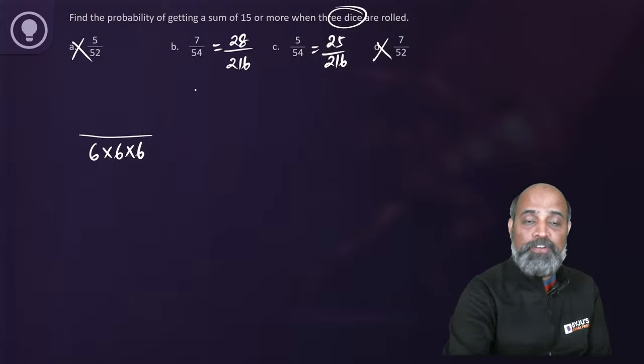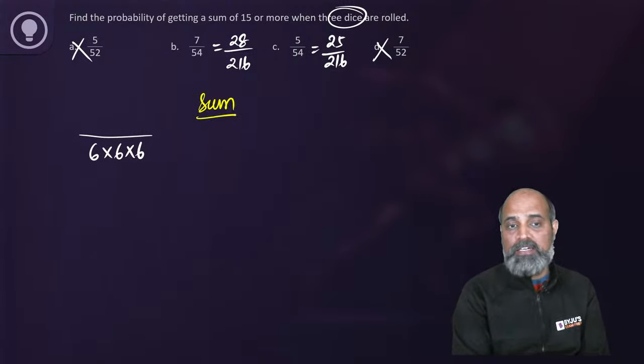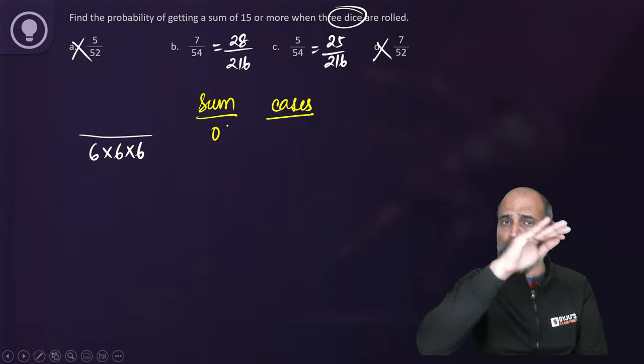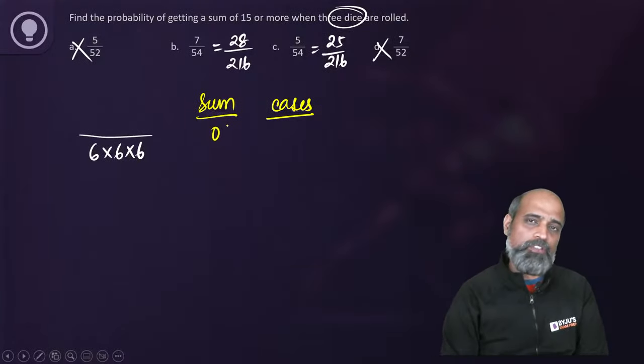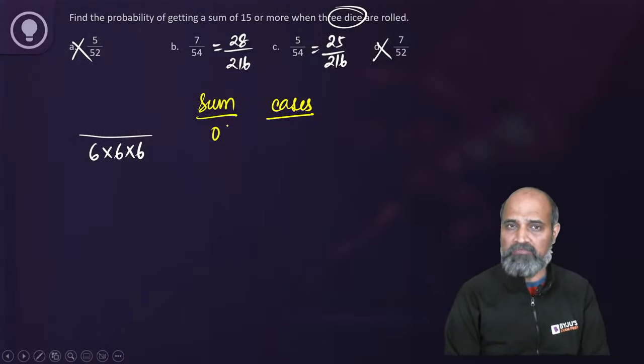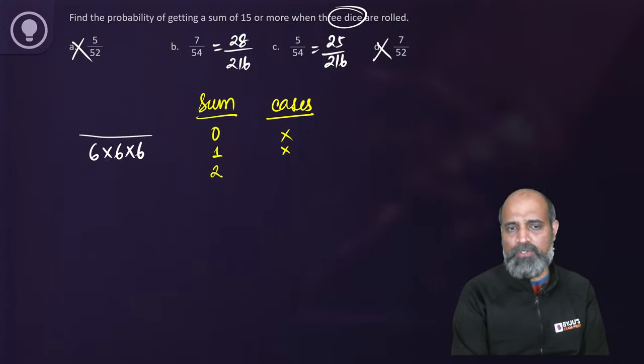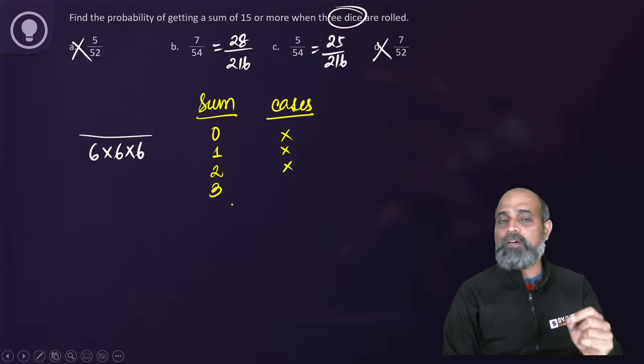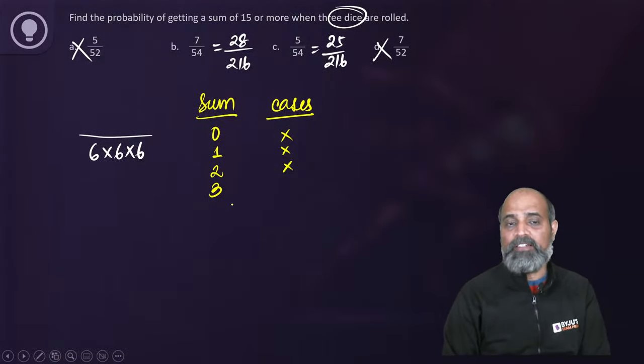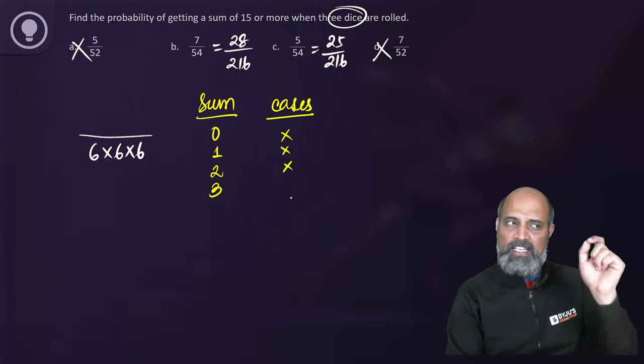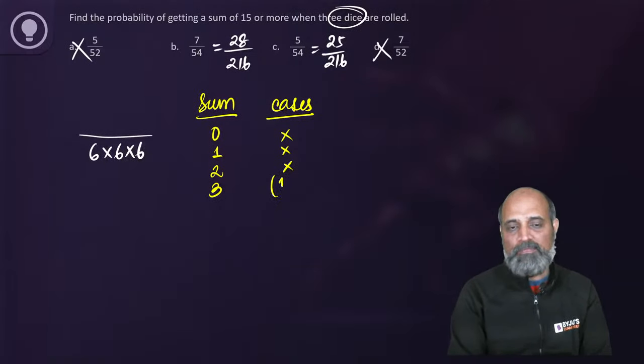So for that we will have to start with how many sums there are and how many cases each will make. Can we have a sum of 0 when you add the numbers on the top face of the 3 dice? Not possible. 1 definitely not. 2 definitely not. 3 yes. You can have sum as 3, right? How many ways are there to form sum as 3? 3 can be formed as 1 plus 1 plus 1, right? So 1 plus 1 plus 1 means one case.